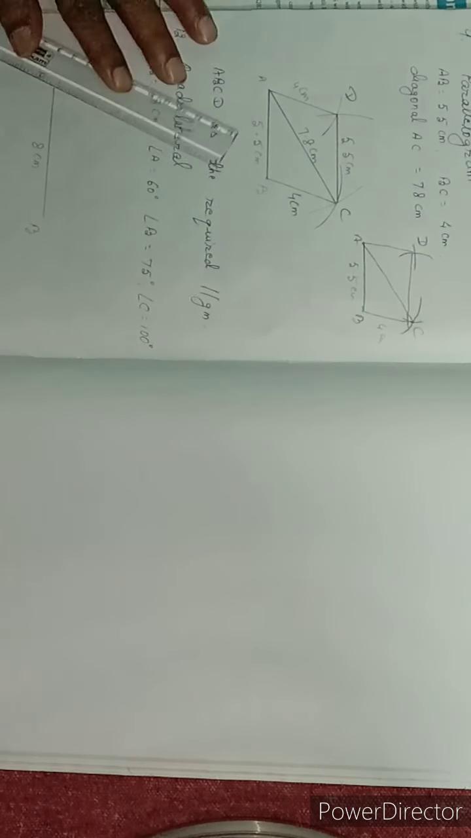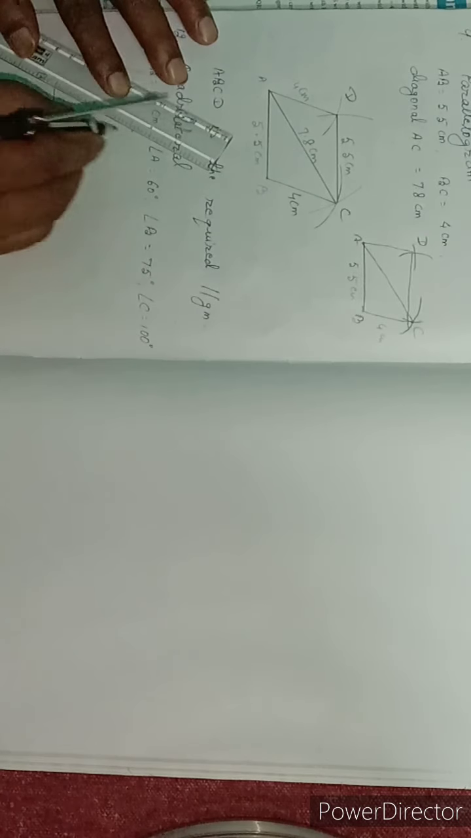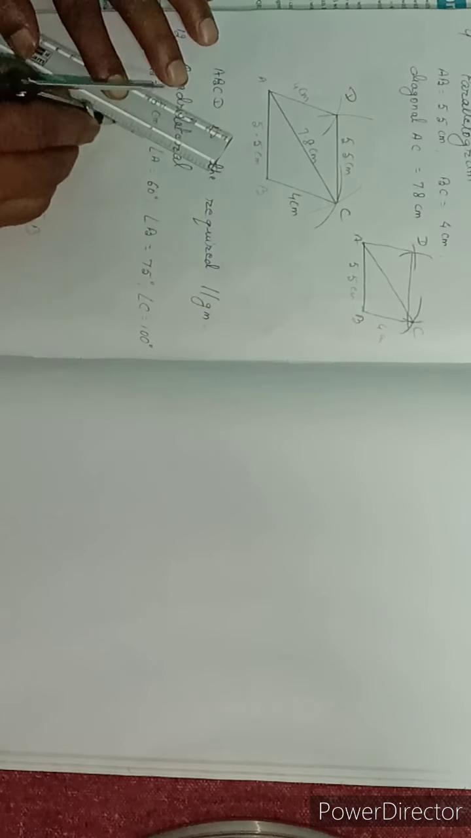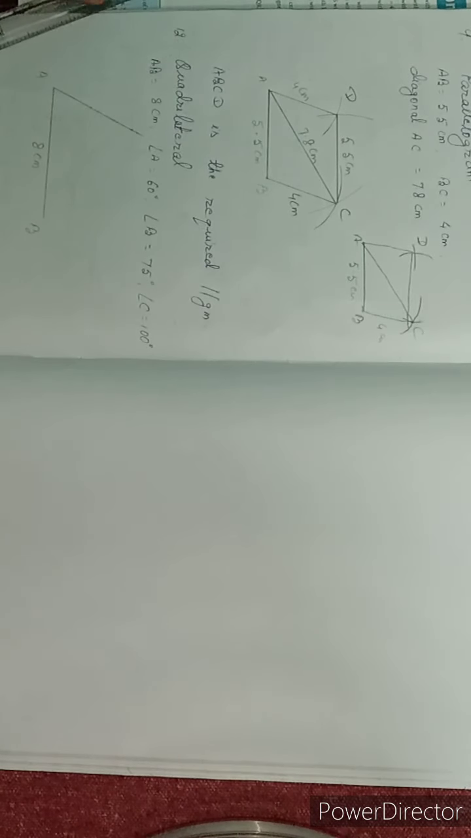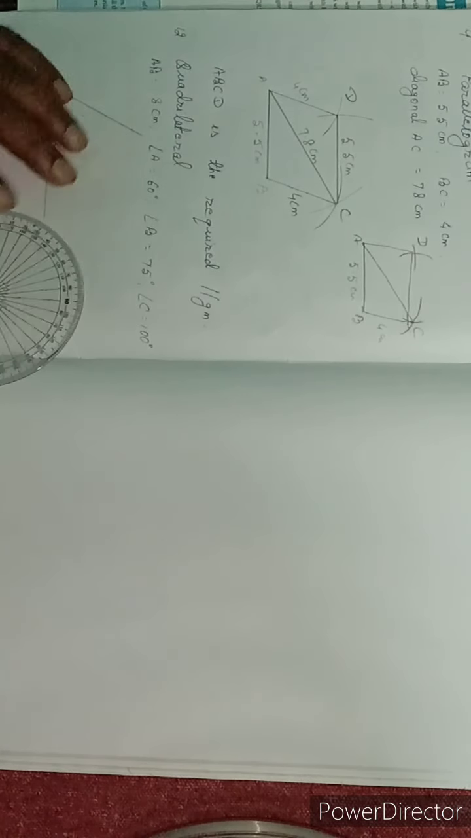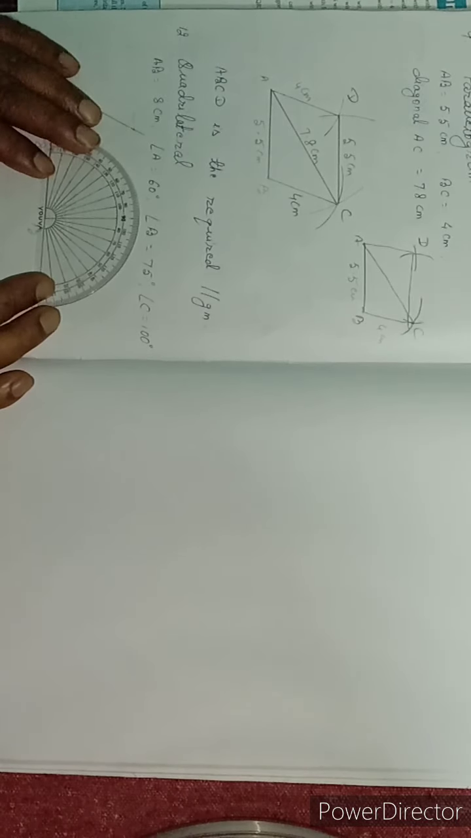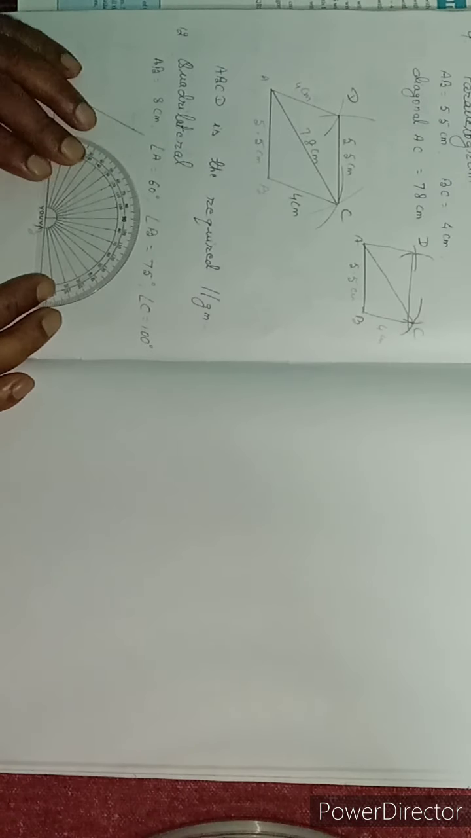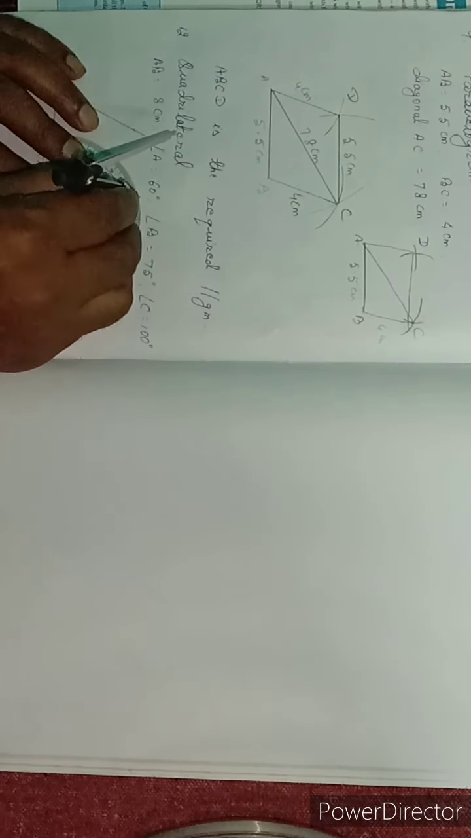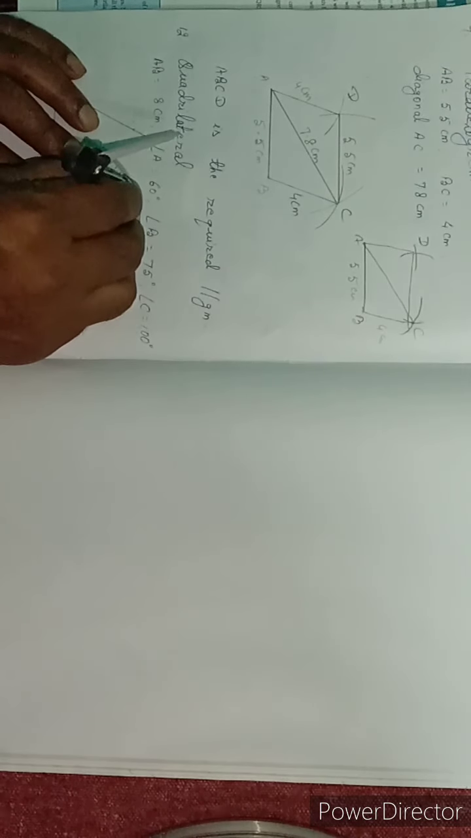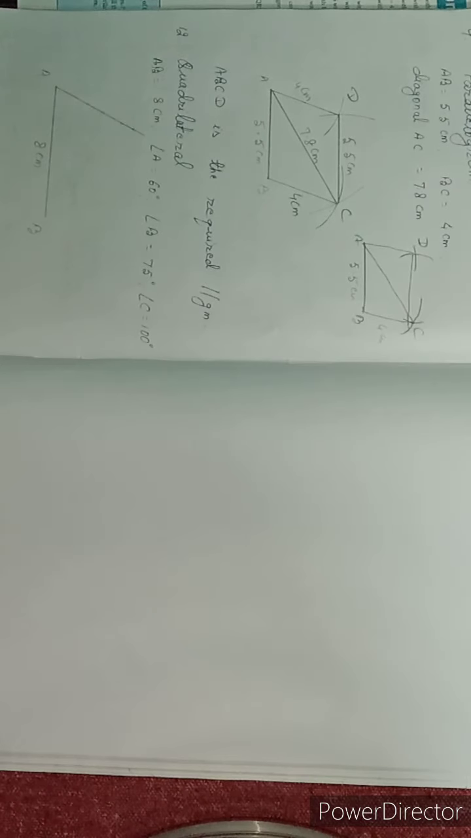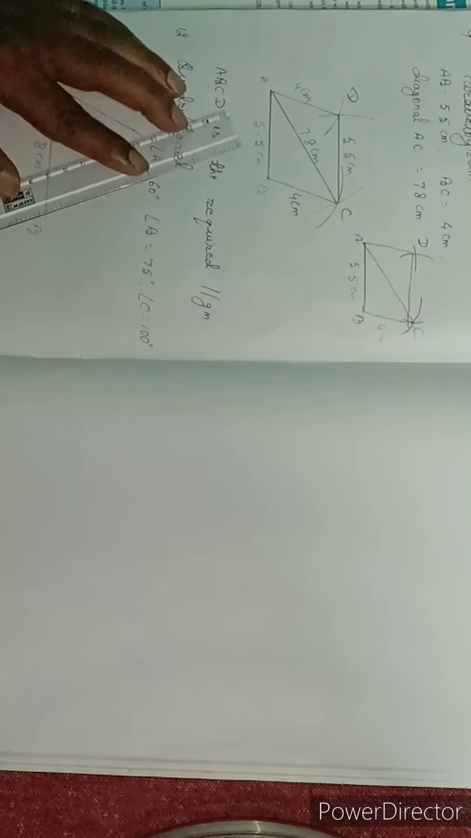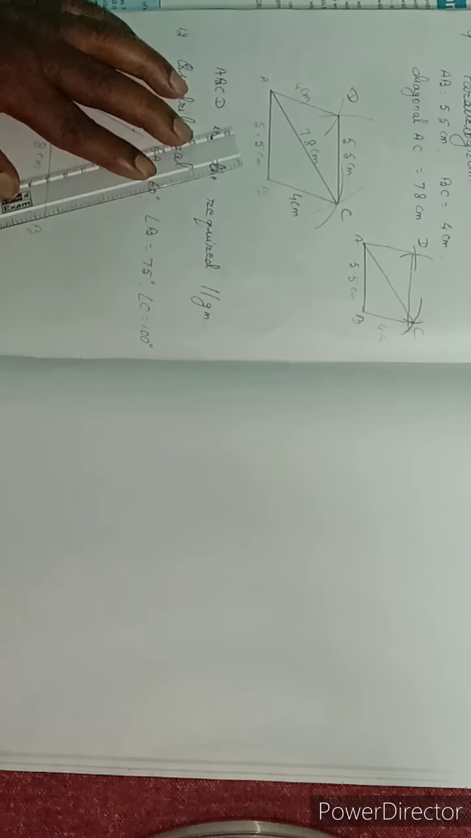We join these two, taking the help of our scale, and now angle B is 75 degree. Again we use the protractor to construct 75 degree, that is on the outer scale. Here this is the point of 75 degree. We draw the line of 75 degree.